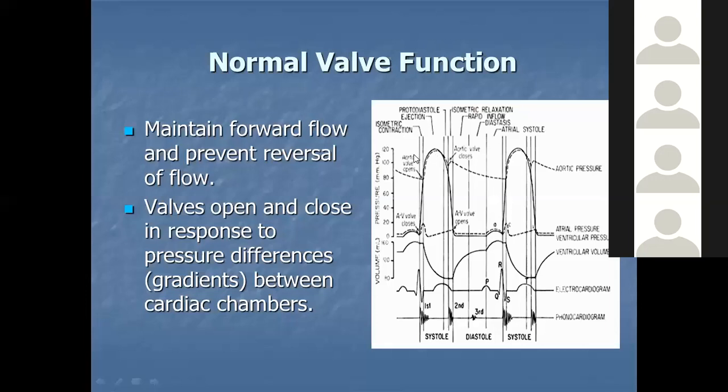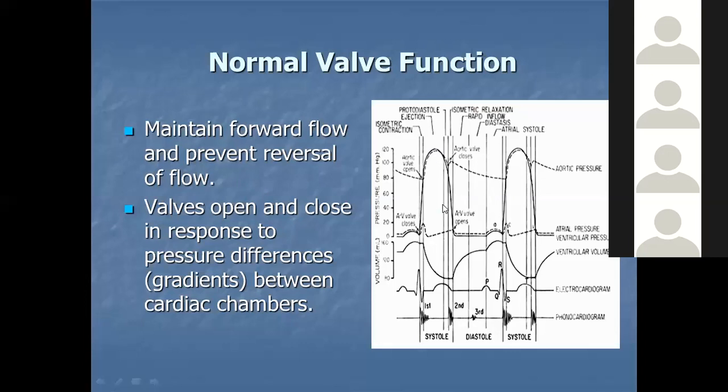is about to equal 120 millimeter of mercury. So to maintain the forward flow and prevent the reversal of flow, the valve opens and closes in response to the pressure difference between the cardiac chambers, like LV and aortic valve.